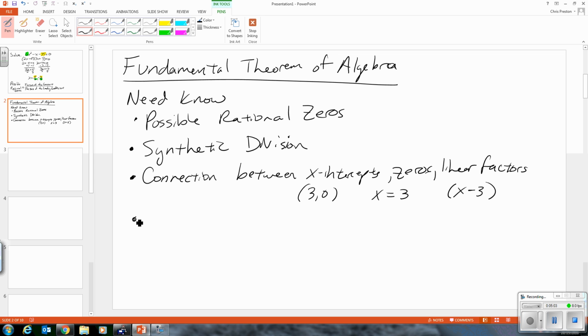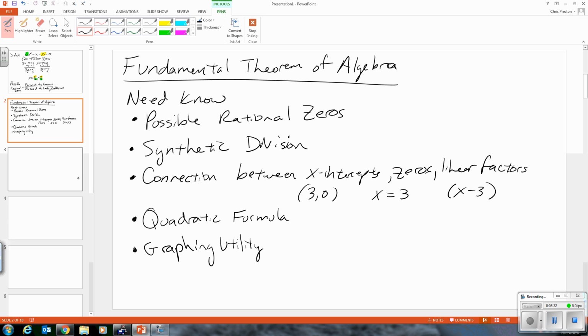What else do we need? We need to know the quadratic formula. We're going to use that a lot today. And it would be nice if you had a graphing utility, a graphing calculator, and knew how to use it. All right, and we'll go through that when we start working this out.